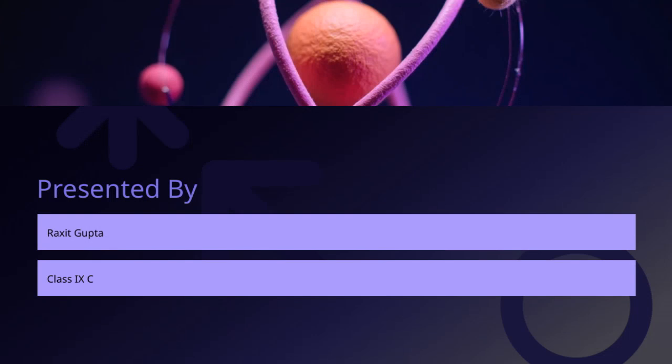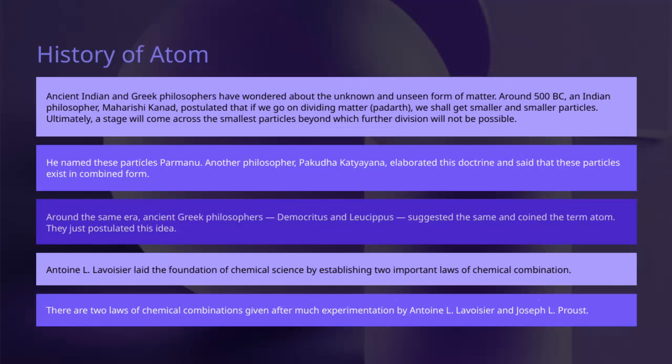Good morning, everyone. Today I am pleased to introduce a student from our class ICSE, Raksit Gupta. Raksit is here to present his work, and I am sure you'll find his insights engaging and informative. This slide highlights the student's name and class, setting the stage for the presentation. Remember, each student's contribution is a valuable part of our learning journey, so let's give Raksit our full attention as he shares his knowledge. Let's explore the fascinating history of the atom.